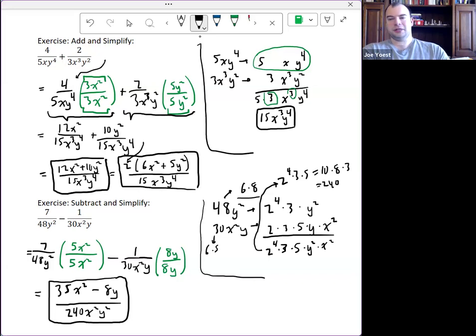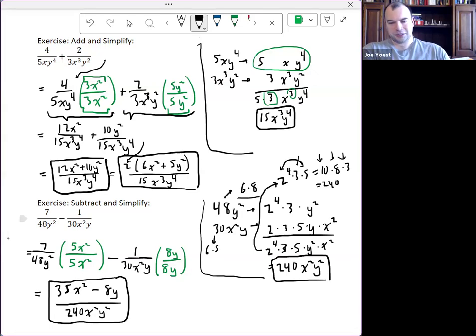For 2 to the fourth times 3 times 5, I see that one of these 2's can combine with a 5 and make it 10, leaving me with 2 cubed, which is 8, times 3. 8 times 3 is 24, times 10 is 240. So my LCD is 240x squared y squared. So that's what I'm going for in my denominators.